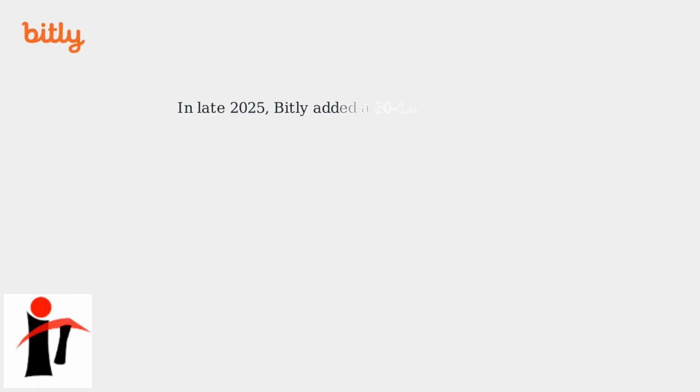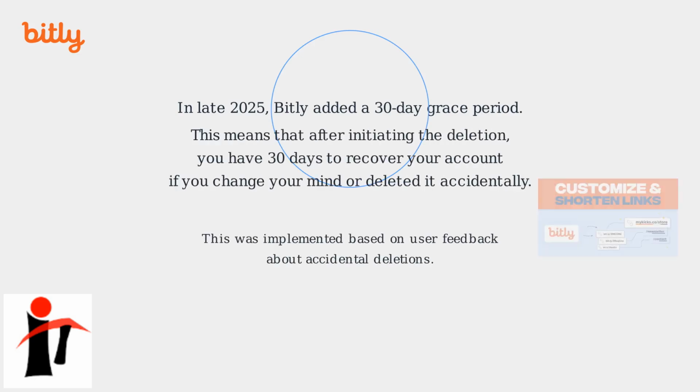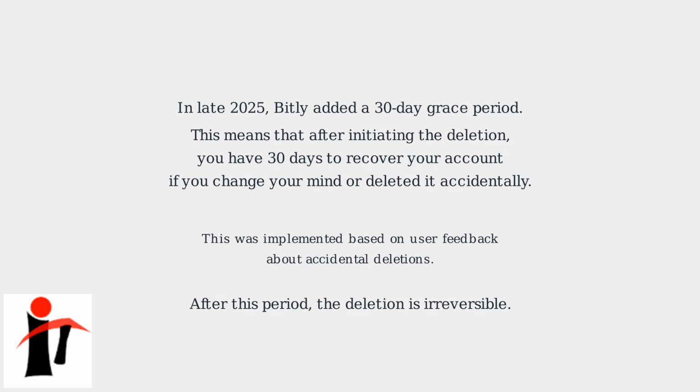In late 2025, Bitly added a 30-day grace period. This means that after initiating the deletion, you have 30 days to recover your account if you change your mind or deleted it accidentally. This was implemented based on user feedback about accidental deletions. After this period, the deletion is irreversible.